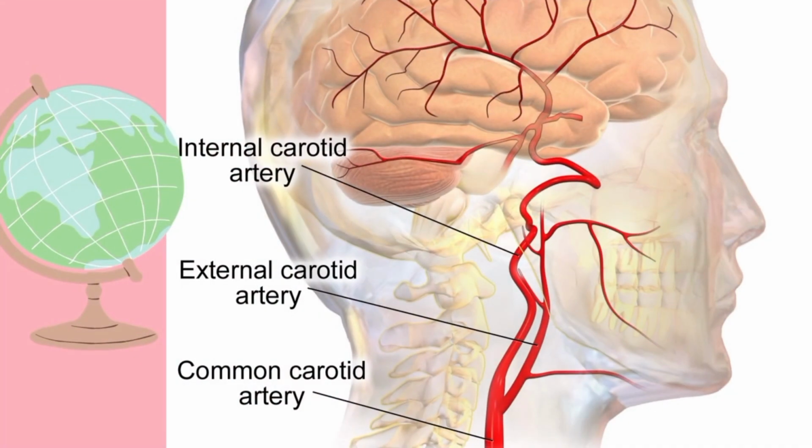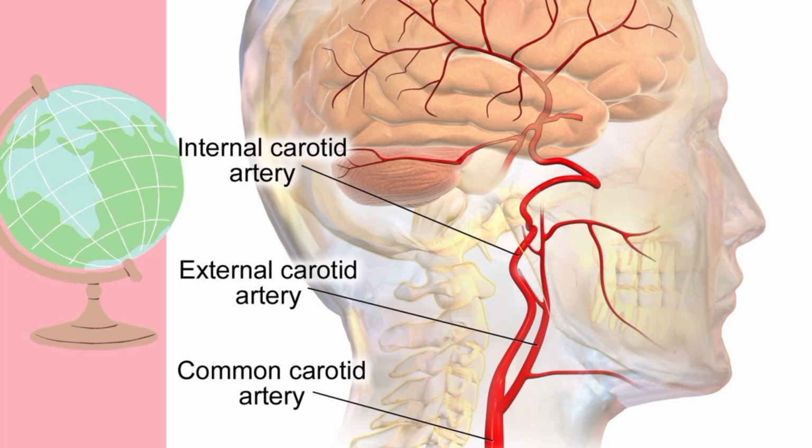So now after subclavian artery, we'll come to common carotid artery. Common carotid artery is mainly divided into internal and external carotid artery, and it divides at the upper border of thyroid cartilage, that is the 4th cervical vertebral level. Internal carotid artery mainly supplies brain and orbit, and external one supplies face.